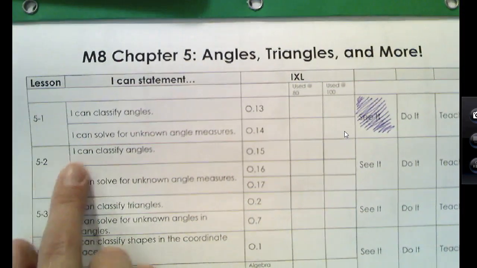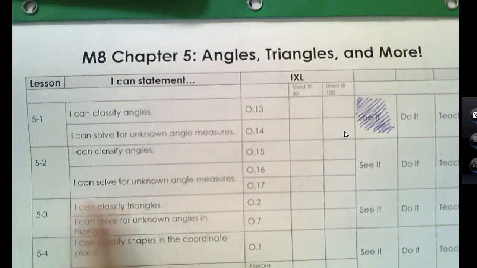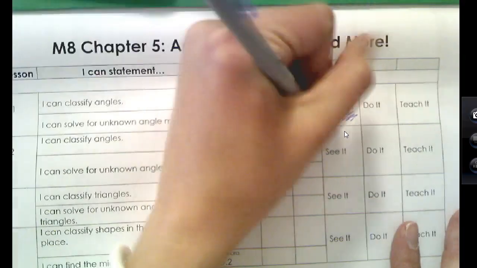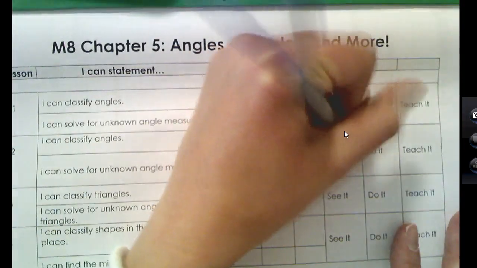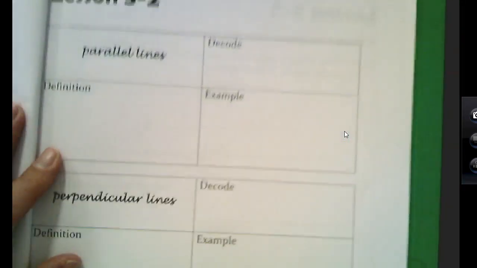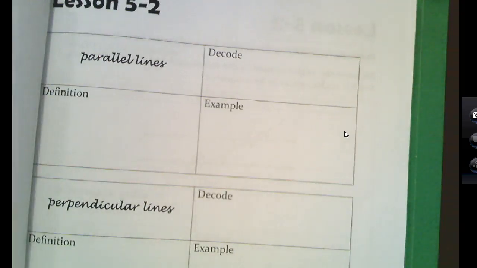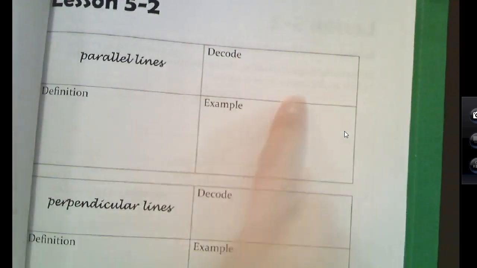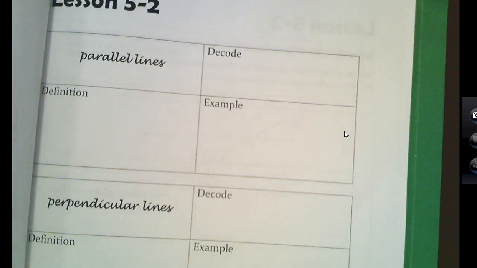So 5-2 says, I can classify angles. I can solve for unknown angle measures. So go ahead and shade in to see it. And let's flip to our 5-2 notes. Go ahead and decode that first vocabulary word, parallel lines.